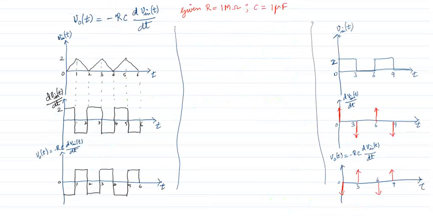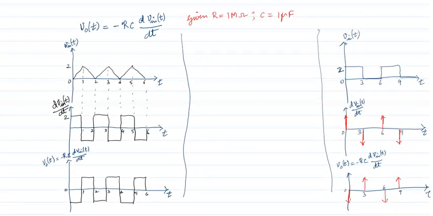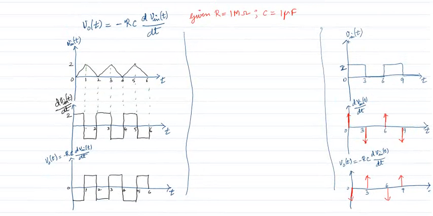Let me say this is the differentiator expression, the ordinary differentiator expression. This is what we derived in the last slide. Given the R value as 1 mega ohm and C value as 1 microfarad, and V in is given, the question is to find V naught of t.